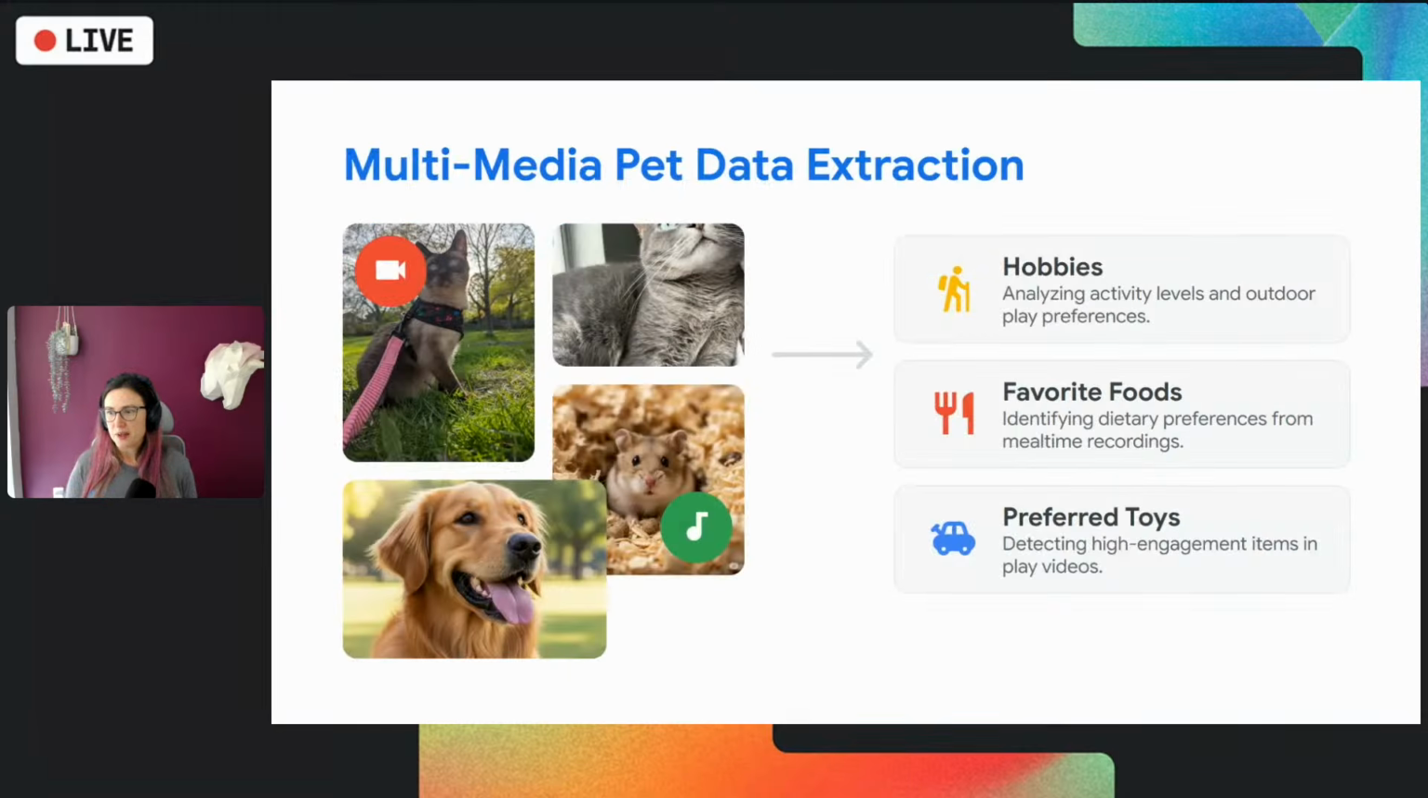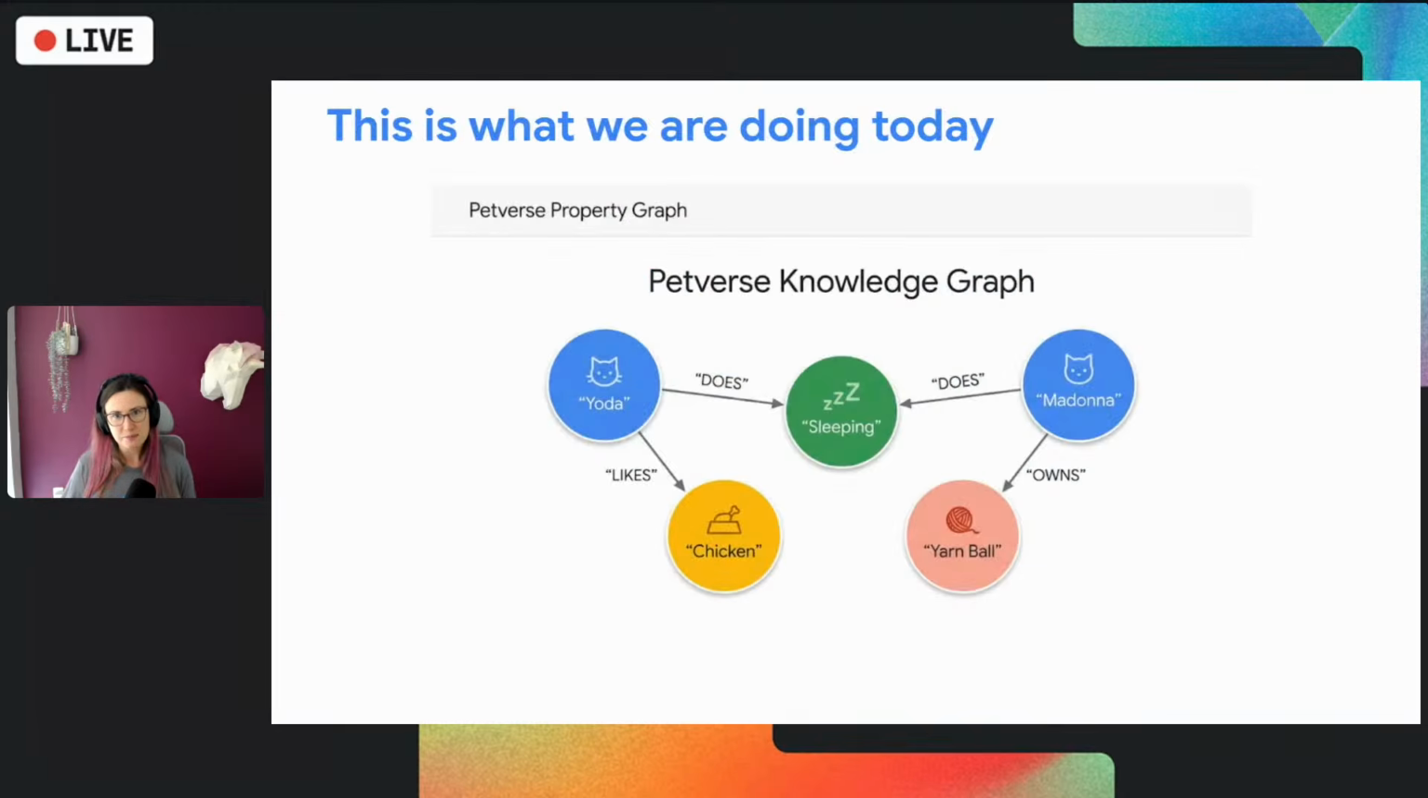The entities that we're going to extract in this case are going to be hobbies, the favorite foods, and the preferred toys of these pets. And the way that we can visualize the graph for our pets is, we have these two cats, Yoda and Madonna. They both absolutely love sleeping, which I think is not going to be a shock to anybody who has cats. But Yoda prefers chicken, and Madonna really likes her yarn ball.